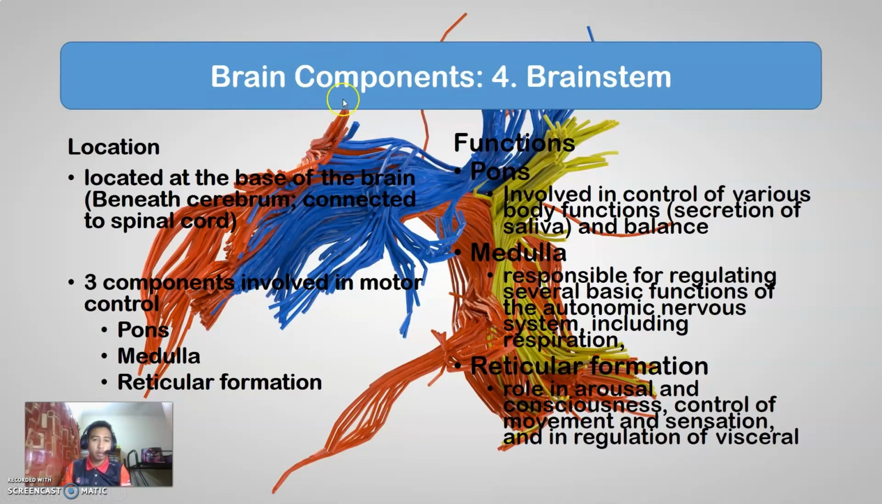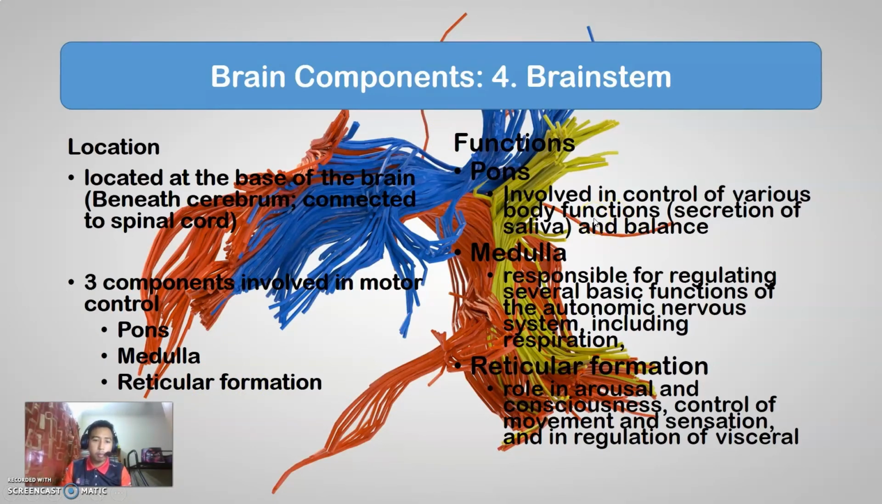The fourth brain component is the brainstem, located at the base of the brain beneath the cerebrum and connected to the spinal cord. The three components of the brainstem involved in motor control that you have to know are the pons, medulla, and reticular formation.